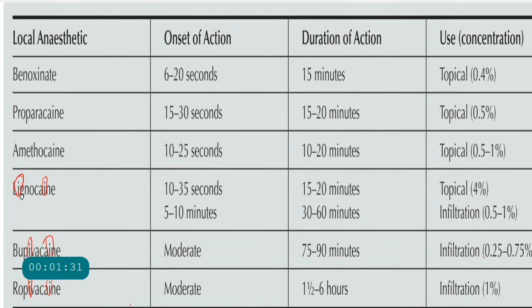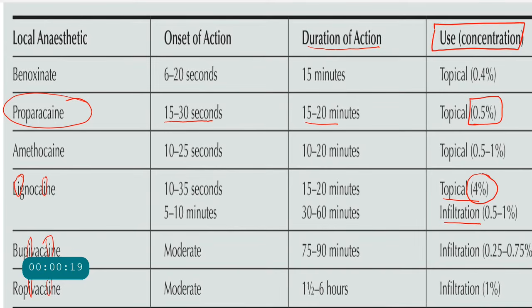Over here you can see the onset of action and the duration of action, and here are the concentrations you should actually use. The important one is proparacaine, the most commonly used for topical anesthesia. The onset of action is 30 seconds and duration is 20 minutes, and the concentration is about 0.5%. Lignocaine is used for both topical and infiltration. 4% is used for topical, and for infiltration we have about 0.5%, 1%, and even 2% lignocaine available.